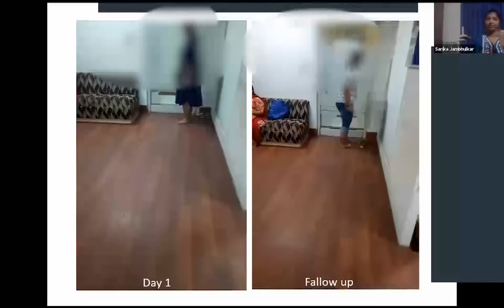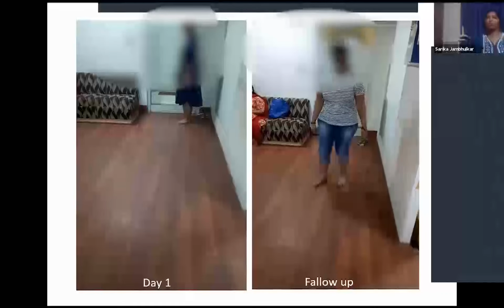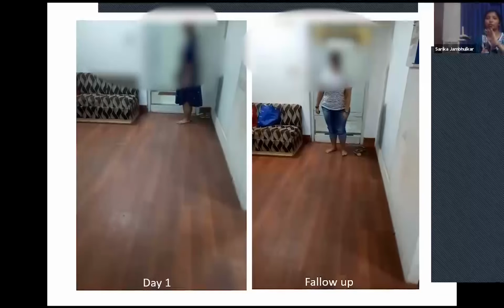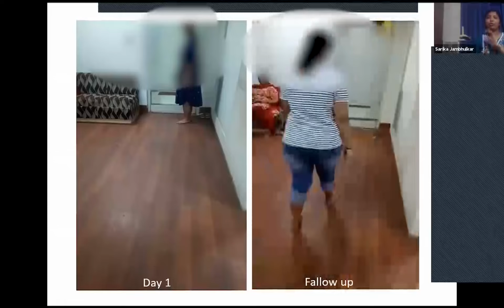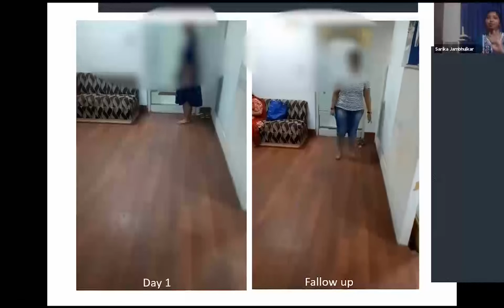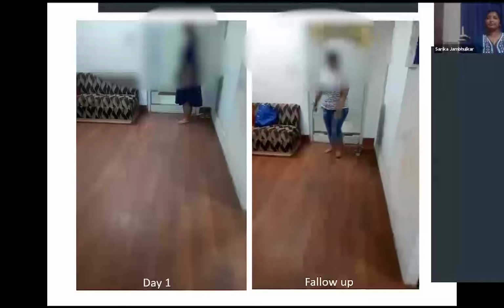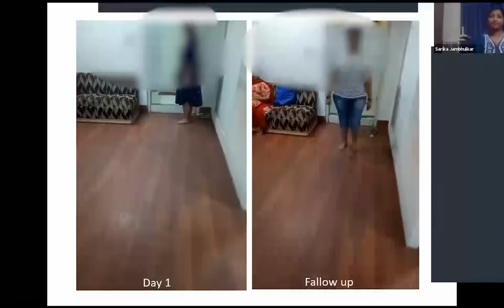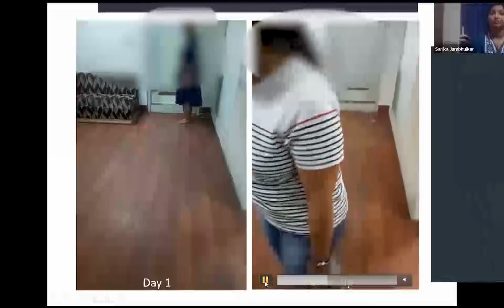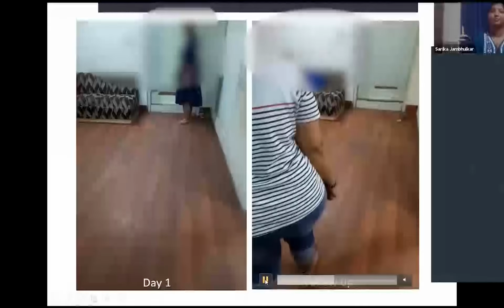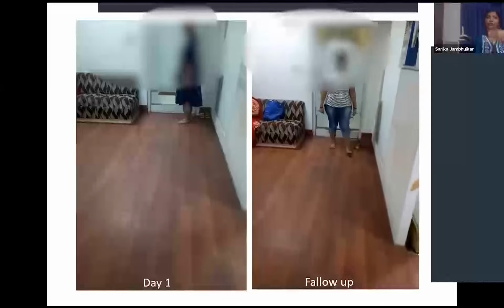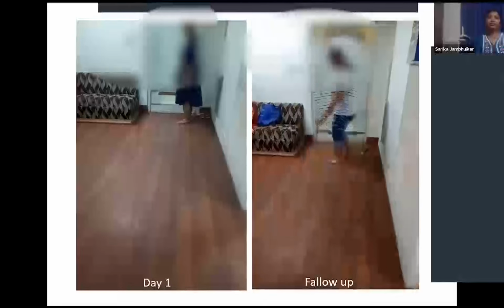It is still there, maybe like 20% of what it was. There is no pain at all. In the follow-up, the swelling was completely gone, pain was reduced by 80 to 90% almost, and she's able to walk barefoot also properly. I'm giving you a minute, so just observe her gait.